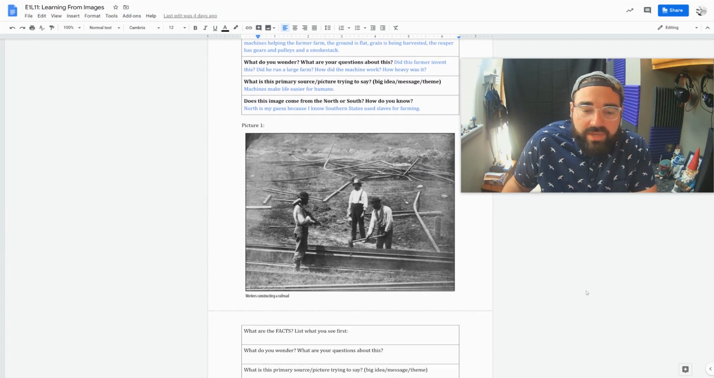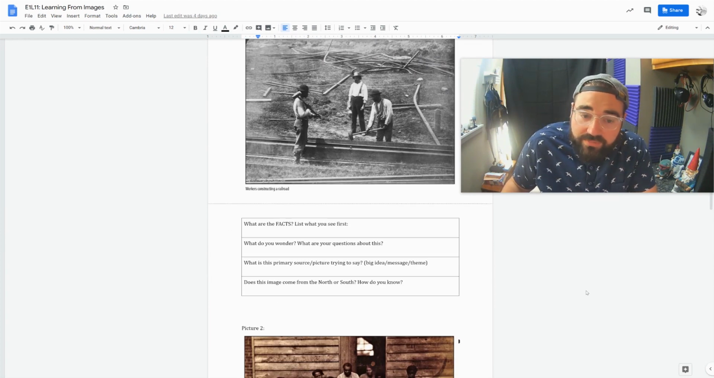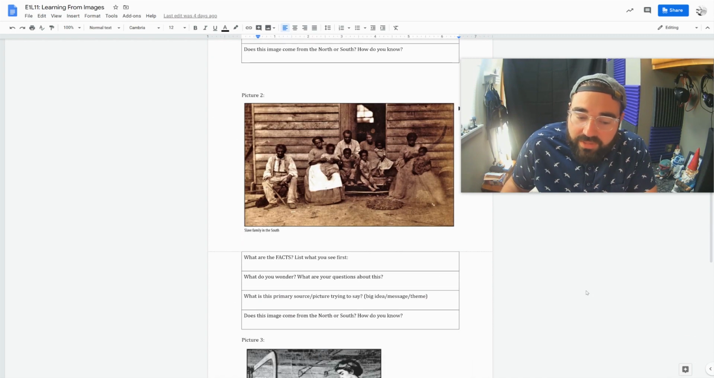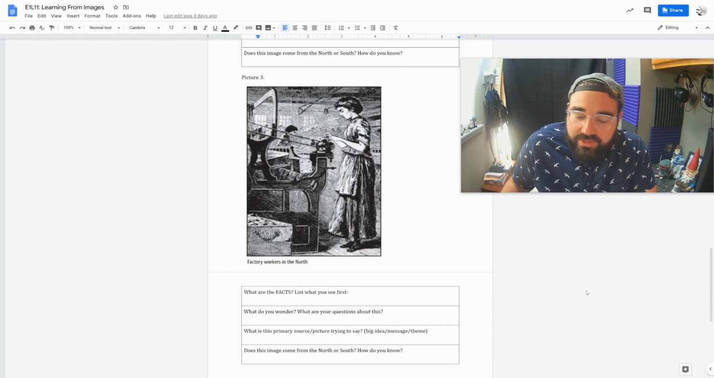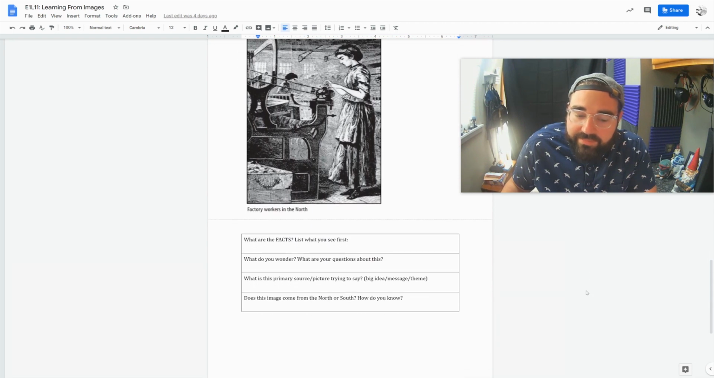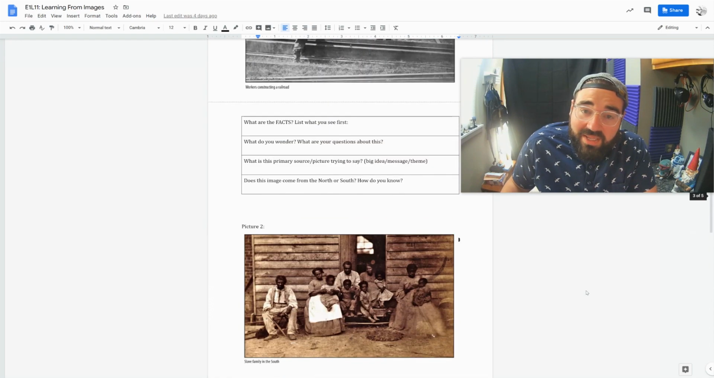All right, so down below, you can see you got your first picture there. You'll answer the same questions that I just did with you. Second picture down below that you'll have to do. And the third picture down below. Yeah. That's it.